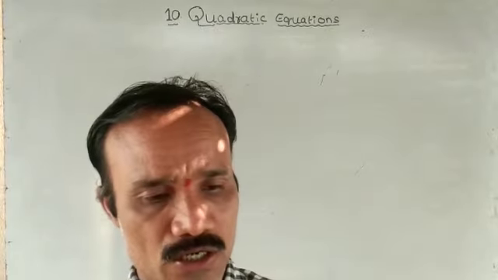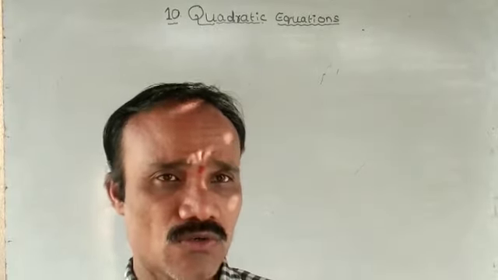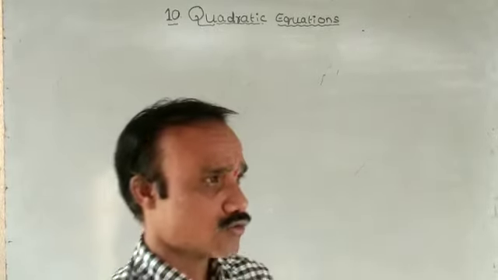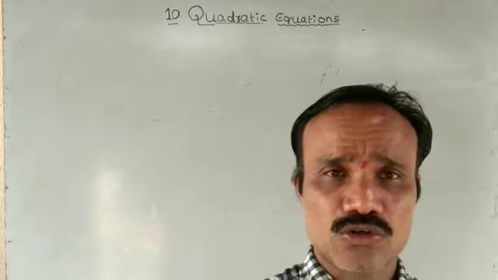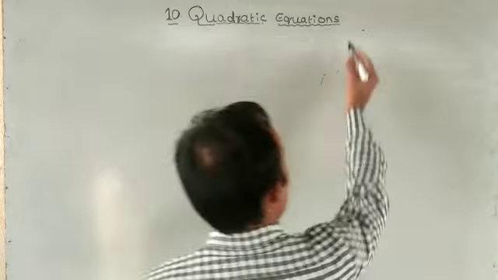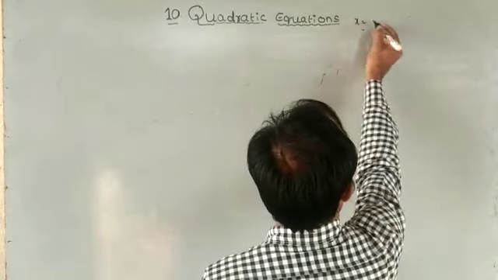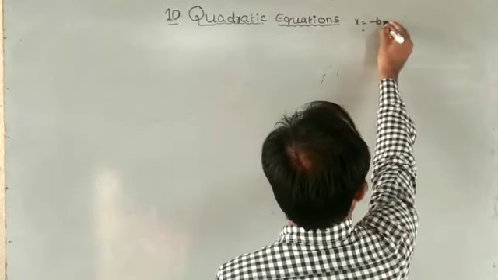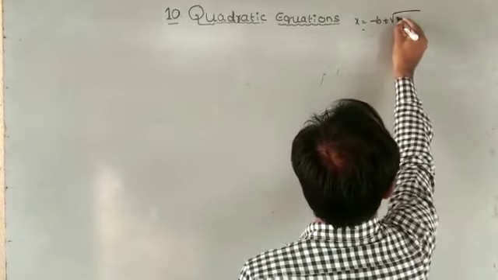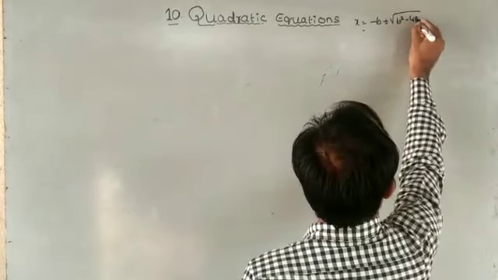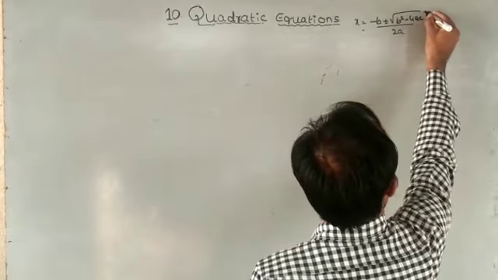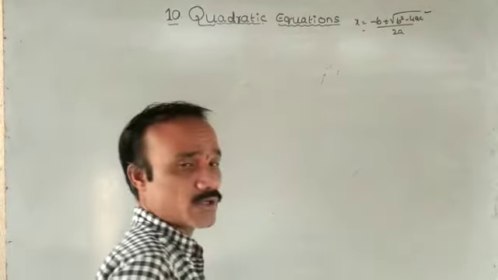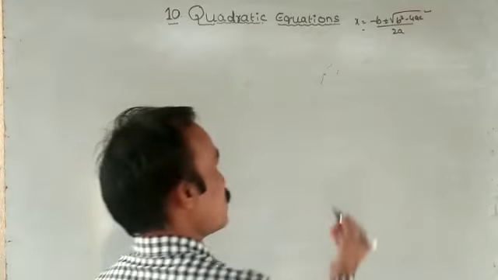In the previous class we discussed the nature of the roots of a quadratic equation. The nature of the roots depends upon the square root of b square minus 4ac. Why? Because we have the formula to find the roots of a quadratic equation: minus b plus or minus root of b square minus 4ac, whole divided by 2a. Therefore the roots depend upon the square root of b square minus 4ac.